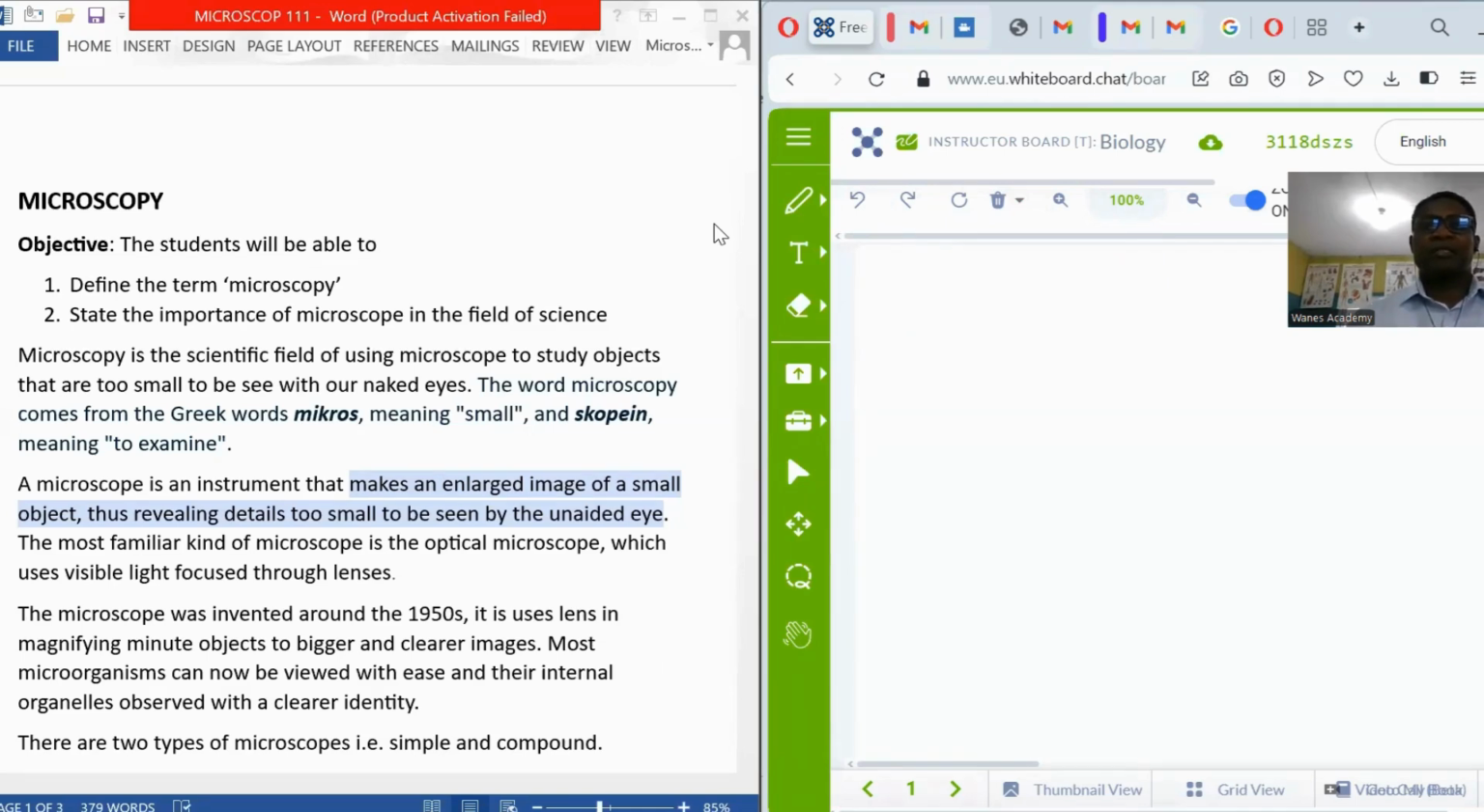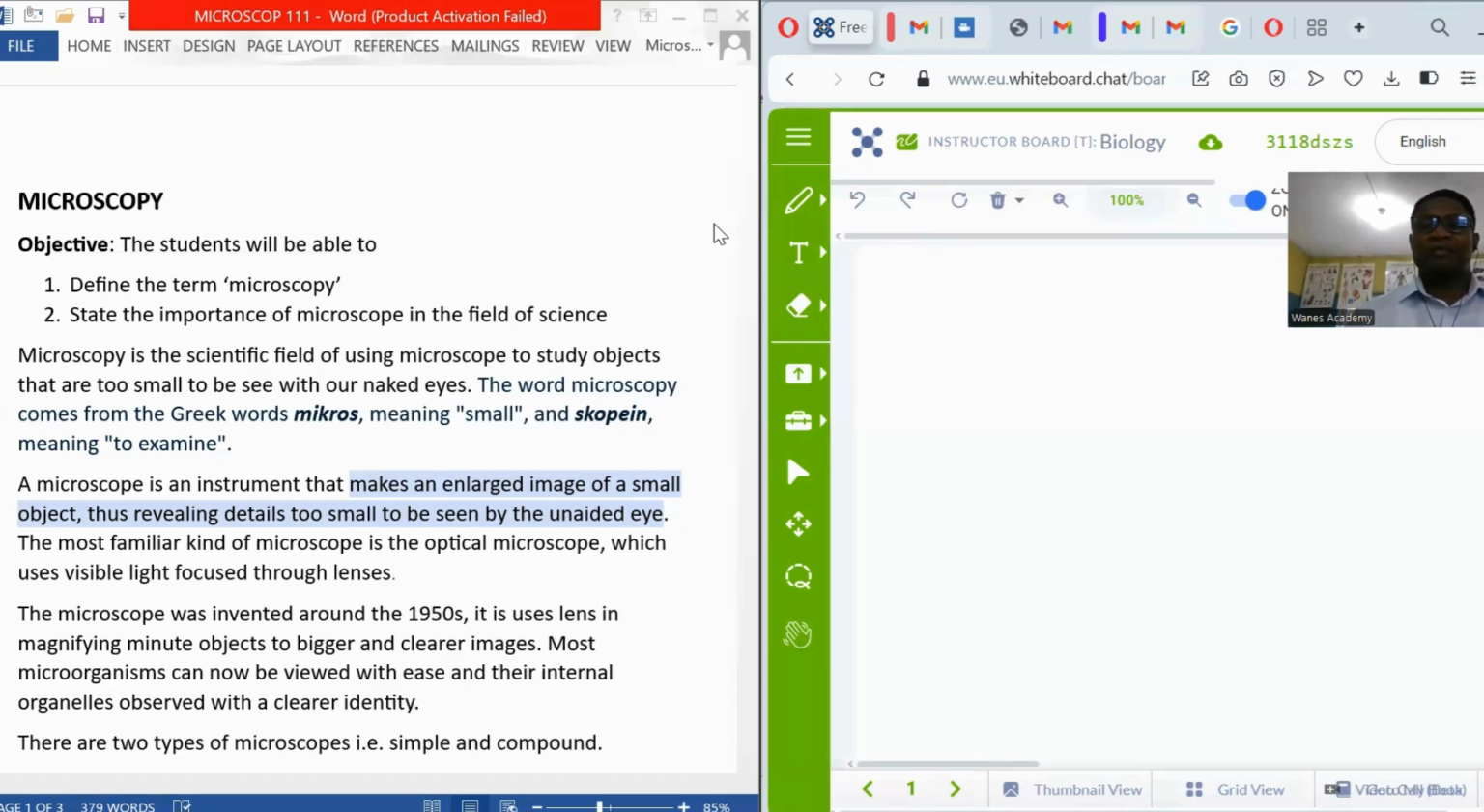Science is a systematic study of the living and non-living components of the environment. Living components include all plants and animals, and we also have microscopic organisms that are also living. Microscopic organisms are organisms that are small and minute. They are so small that they can't be seen with the naked eye. So that is why the field of microscopy comes into life.